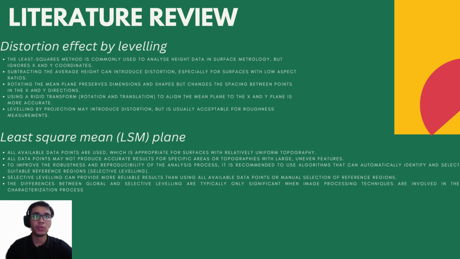It is important to consider the grid spacing when analyzing height precision measurements, as the x and y spacing may not be the same. A more accurate method is to use a rigid transform to align the mean plane to the x and y, which preserves dimension and shape but does not arrange the resulting points on a regular grid. This method, called leveling by rotation and translation, may introduce some distortion, but it is usually acceptable for roughness measurement. For precise dimensional metrology tasks, leveling by projection, which is a non-rigid transform method, may not be suitable.